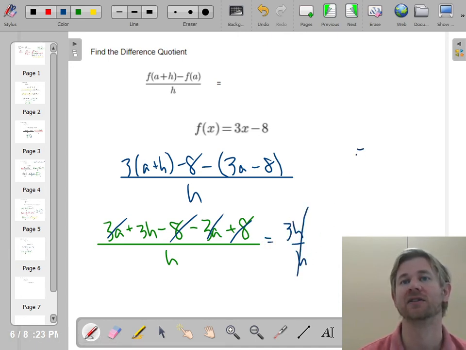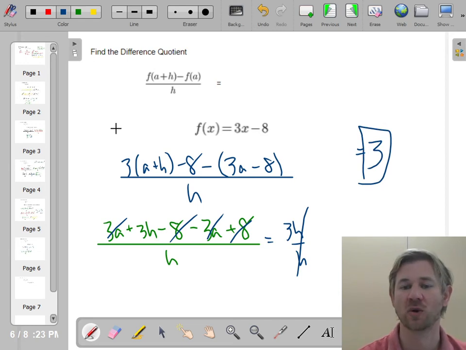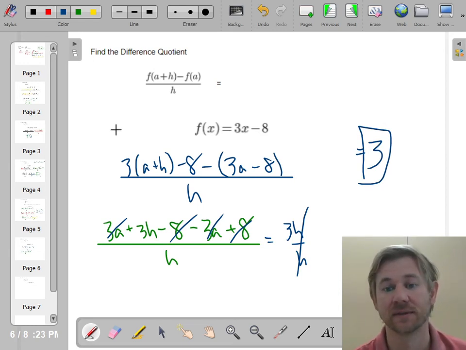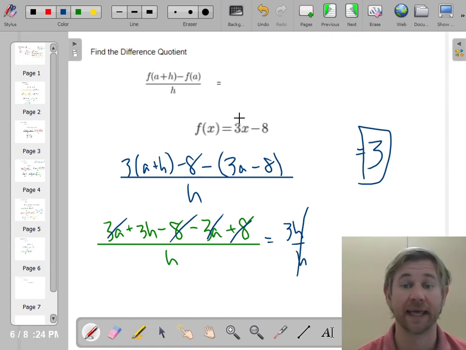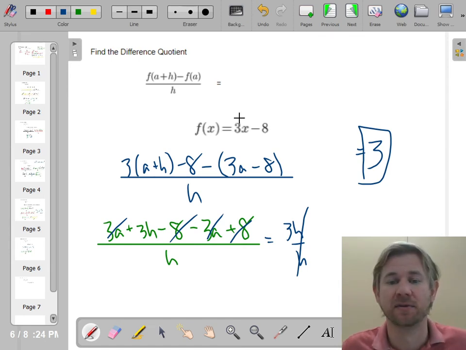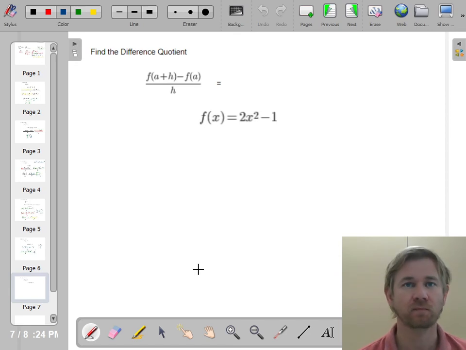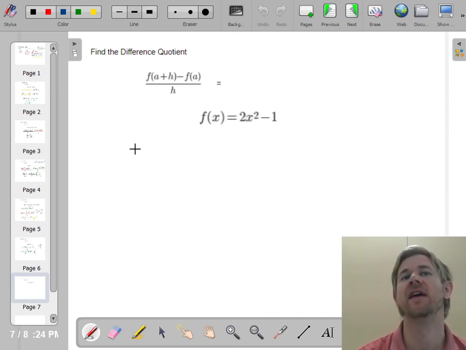Oh my gosh, the answer is 3. The difference quotient is 3. What's the slope? The slope is always 3 on a line. Of this line, anyway. So you don't need to worry too much about the a plus h stuff. It all cancels out because the slope is 3. Nice. One more.